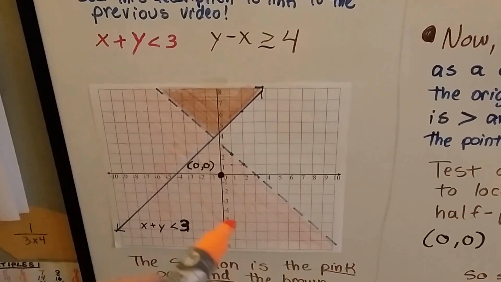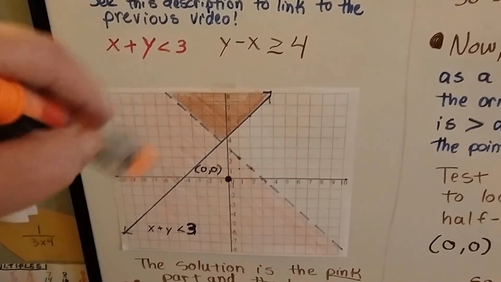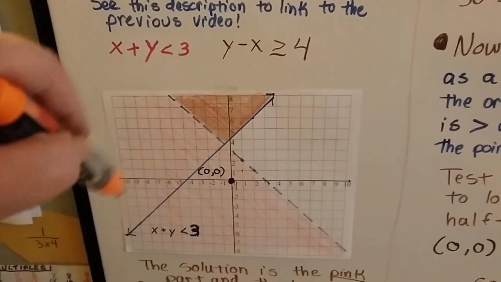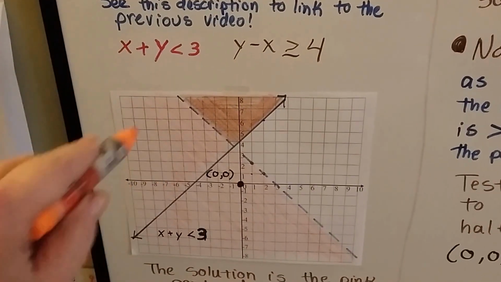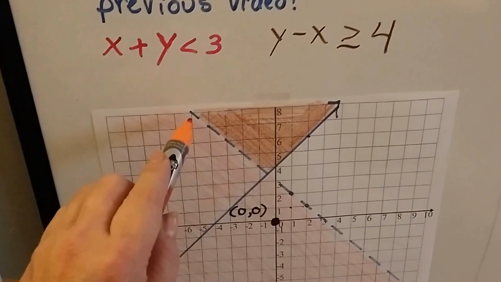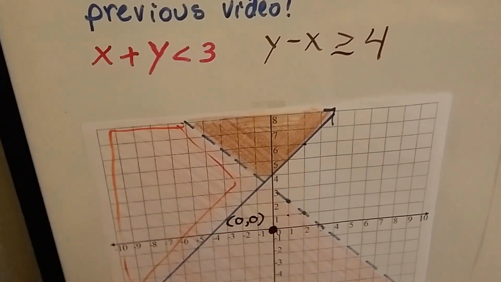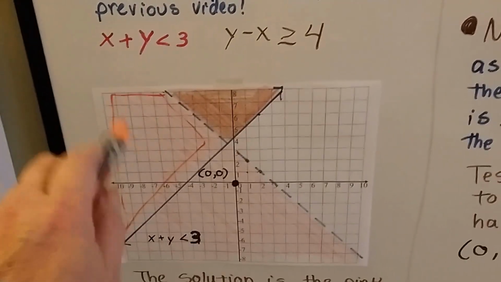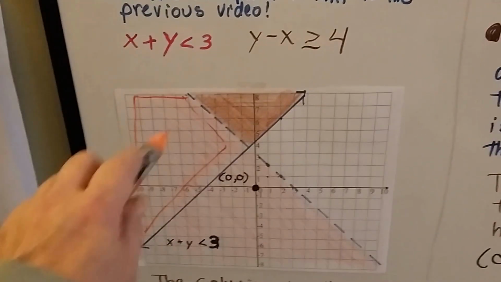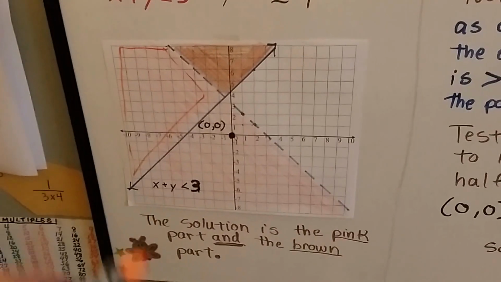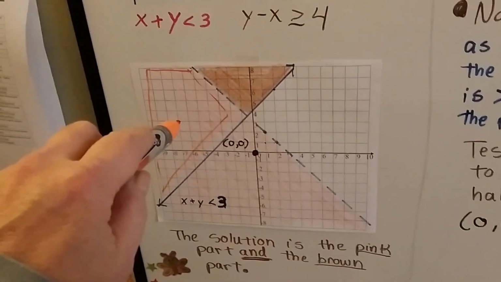this is the x plus y is less than 3. This is the y minus x is greater than or equal to 4. And this area right here, where they overlap, is the solution to this system of inequalities, okay? It's the pink part and the brown part that would be together, okay?